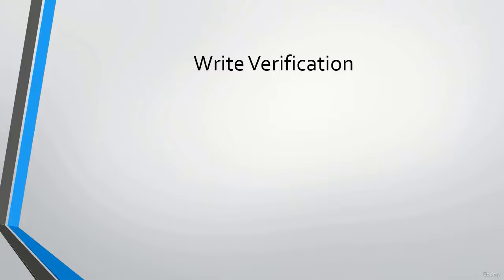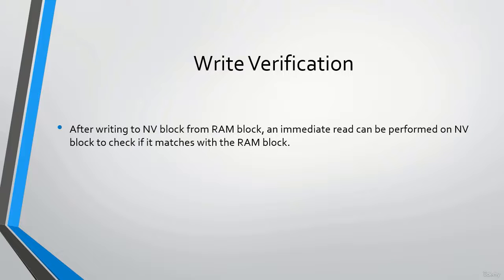Next, we have the write verification feature of NVM. In write verification, after writing to the NV block from the RAM block, an immediate read can be performed on the NV block to check if it matches with the RAM block. So it's simple. Just after writing, we'll perform an immediate read operation, and then we'll check whether what we tried to write into that block is still the same. This is called write verification. We are verifying if the write is correctly done.